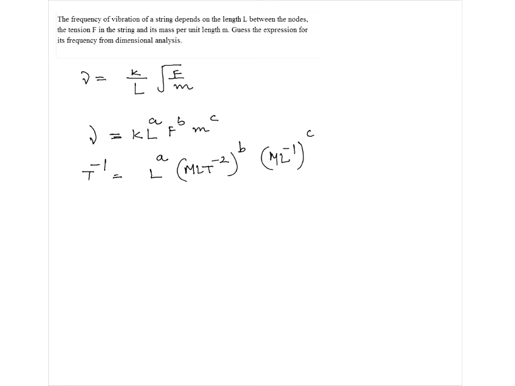If you need further solution on the board, then raise your hand. Or if you can do it on your own after this, then please complete. Okay. So we proceed further. T minus 1, grouping all else: L has A plus B minus C, then M has B plus C, then T has C minus 2B.